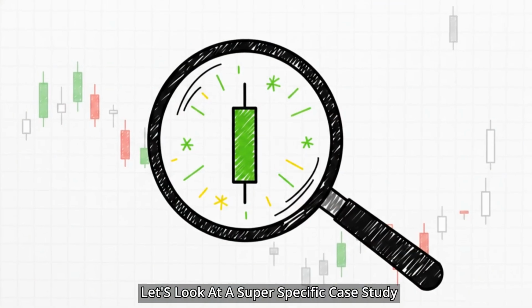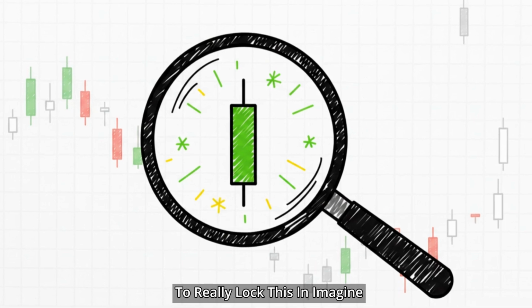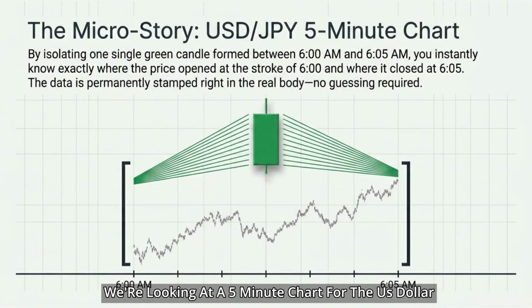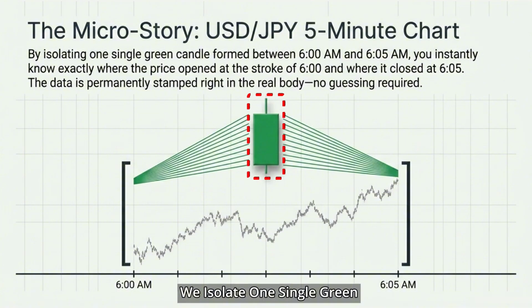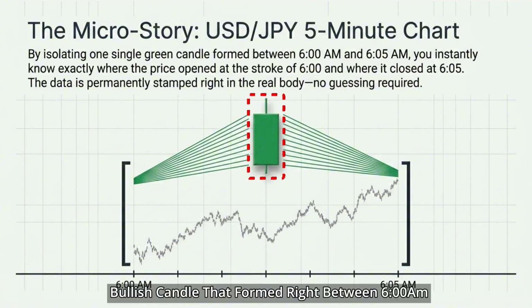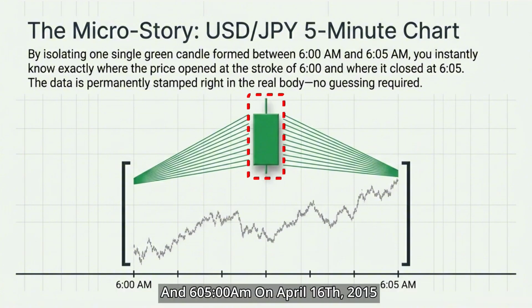Let's look at a super specific case study to really lock this in. Imagine we're looking at a 5-minute chart for the US dollar traded against the Japanese yen. We isolate one single green, bullish candle that formed right between 6 a.m. and 6:05 a.m. on April 16, 2015.